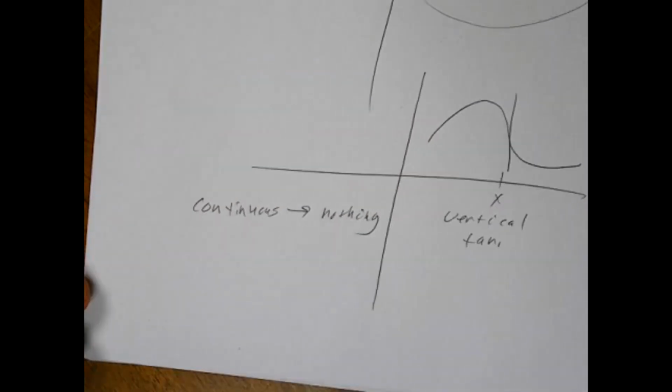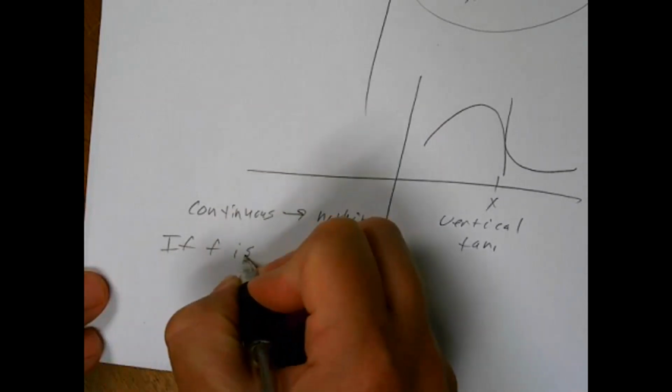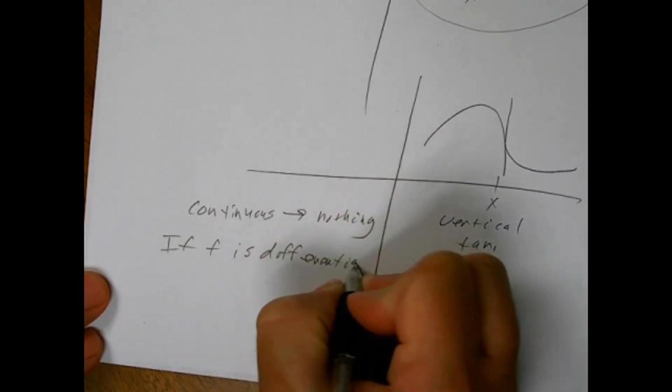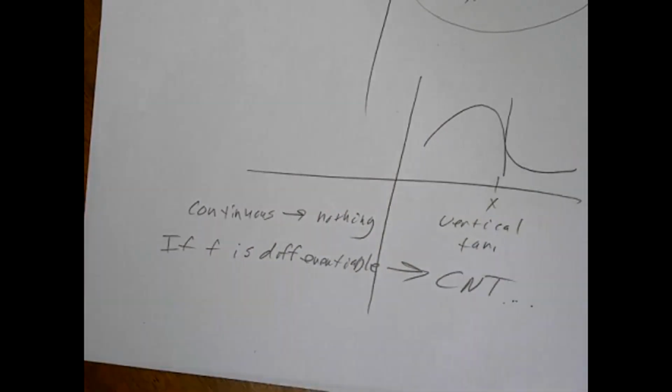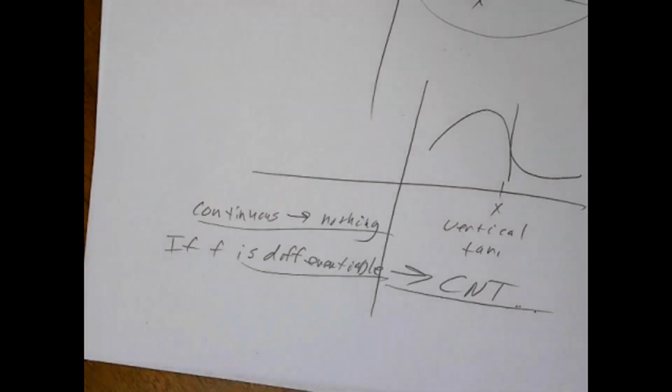All right, but on the other hand, since that limit has to exist for the derivative to exist, we do know that if f is differentiable, then it is continuous. So differentiability will always imply continuity, but continuous doesn't tell us anything about differentiable. It only works one way. That is a one-way street.